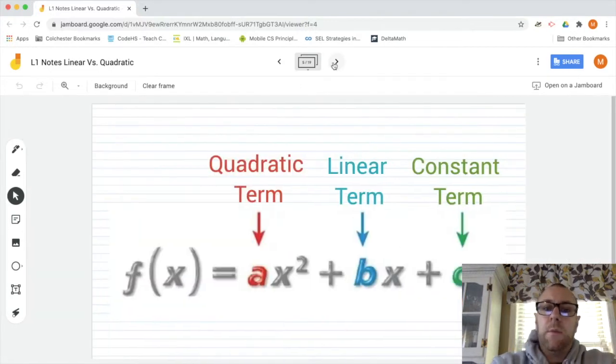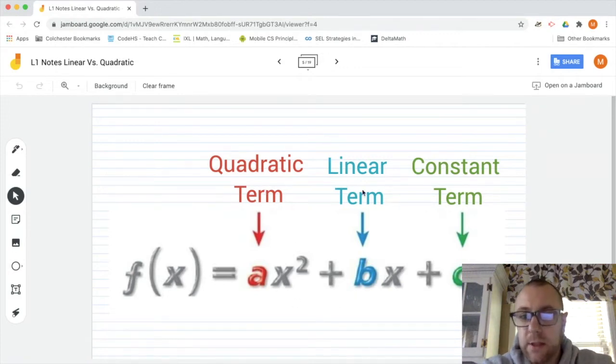So the biggest thing with standard form is that this ax squared is called the quadratic term. The bx is called the linear term because it just has the x. And c is called the constant term, or the constant. Constant being just a number because that's never changing.